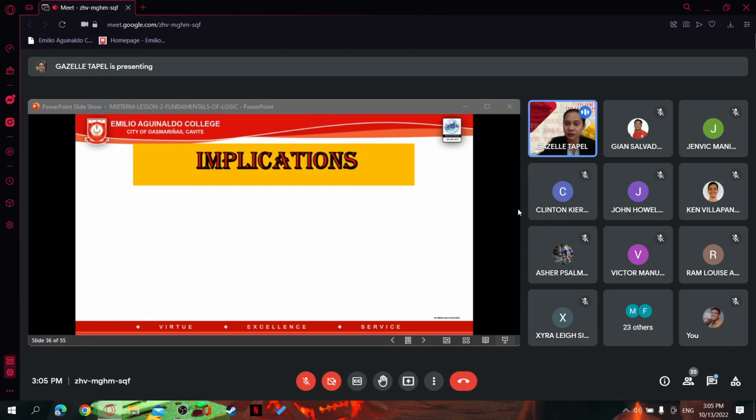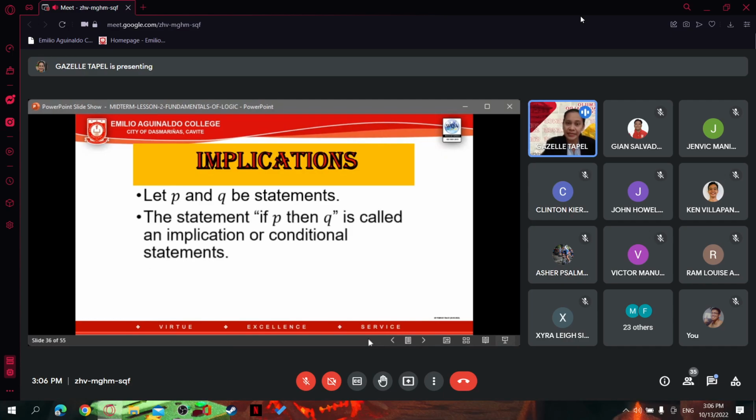So let us now proceed to the fifth logical operator, which is the implication. Let P and Q be the statements. So let P be a proposition and let Q be a proposition. The statement, if P then Q, is called an implication or conditional statement. So that is an example of conditional statement. We make use of if P then Q. So say for example, the statement, if a student is diligent, then he will succeed in life. Since gumamit ng if P then Q, then that is conditional.